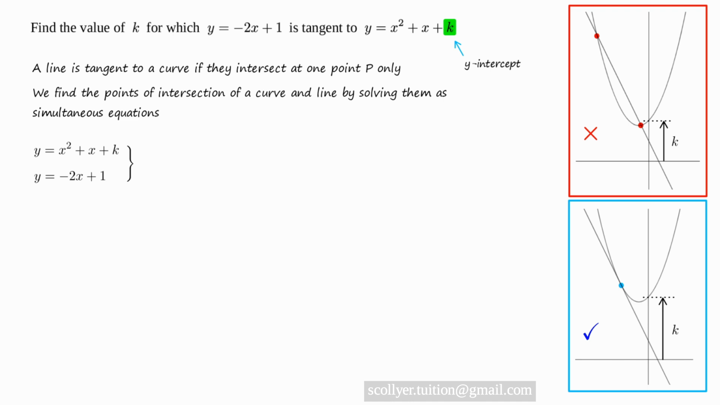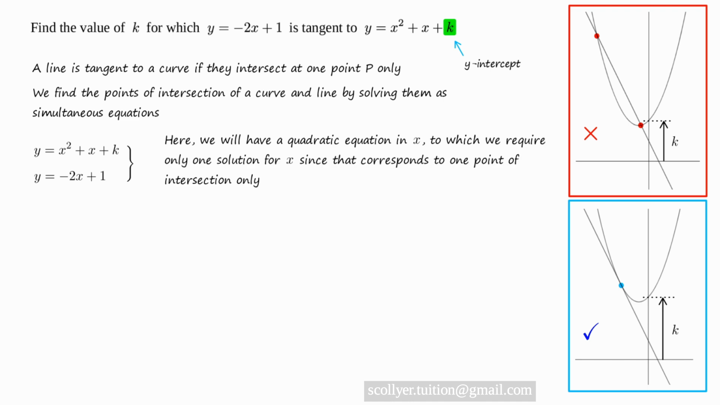y equals x squared plus x plus k, y equals minus 2x plus 1. And it's clear that we will produce a quadratic equation, and for that quadratic equation we need only one solution for x, because that is what corresponds to a single point of intersection. And in the lower blue box we can see the appropriate value of x. Bear in mind, however, that we do not need to find the value of x, we need to find the value of k that gives us a single solution.